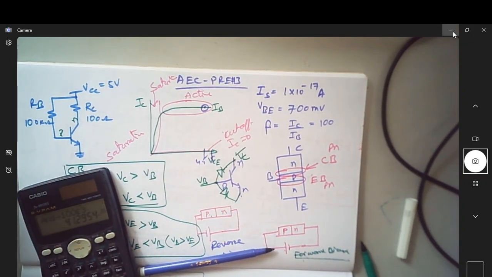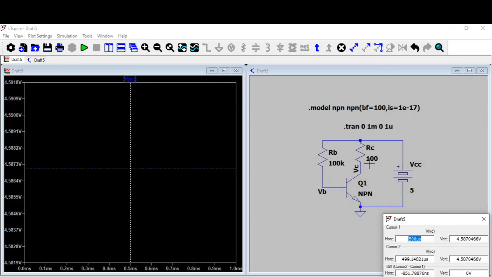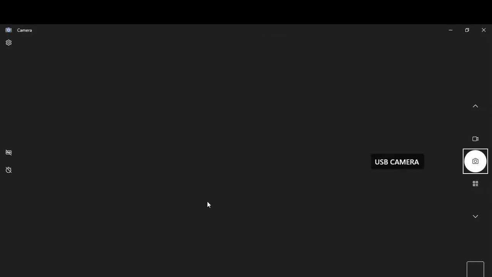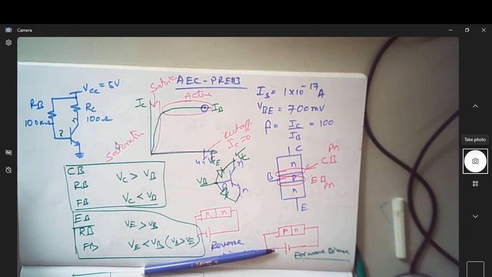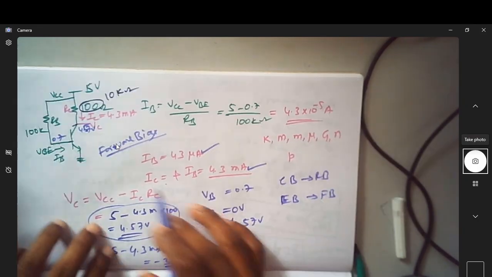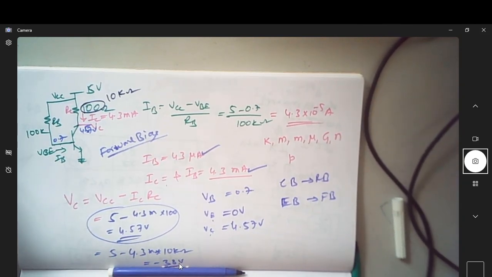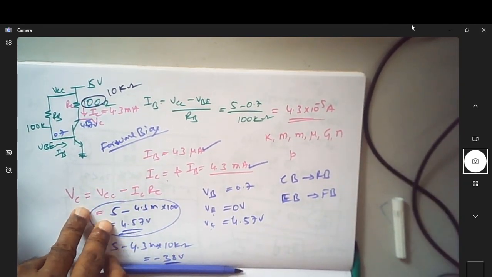Fine. So let us make this 100K. Let us make it 10K. That's what our second question is. What is the second question? Here, in our second question, we replace that with 10K. When you replace it with 10K, let us see what happens. Let us see whether this is minus 38 or not.